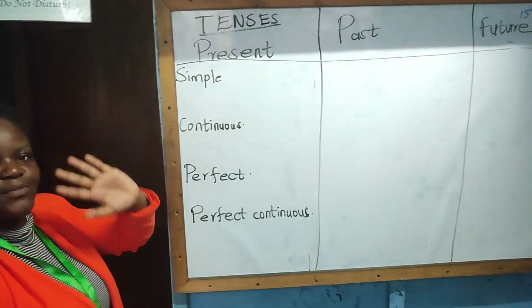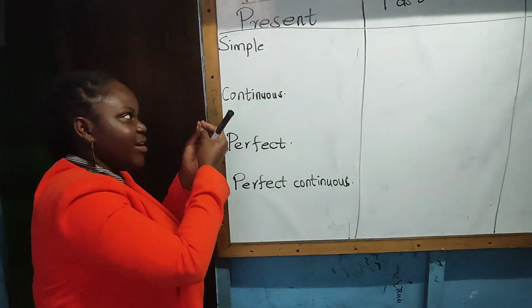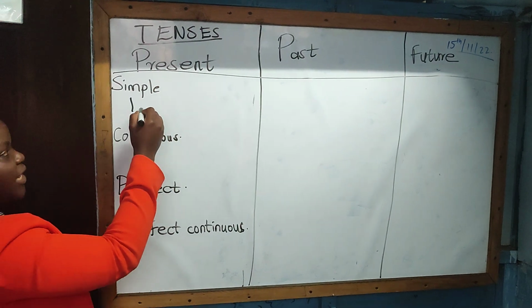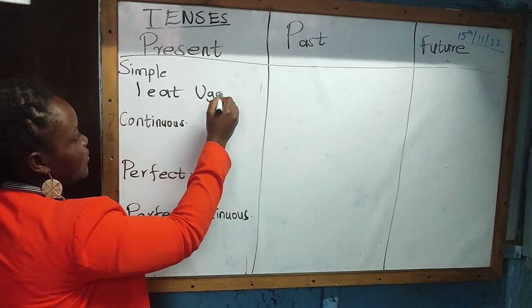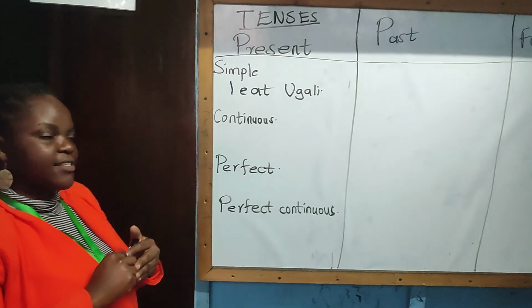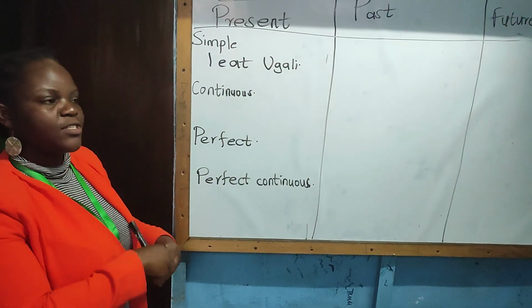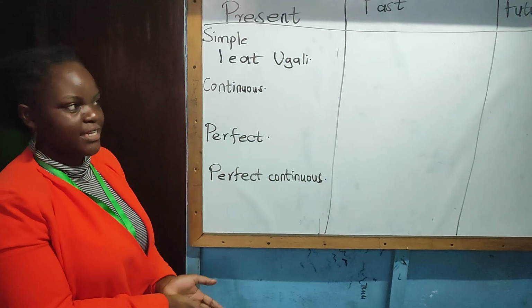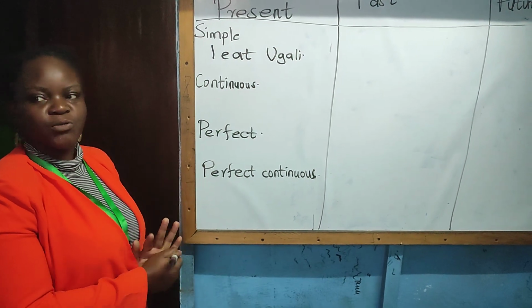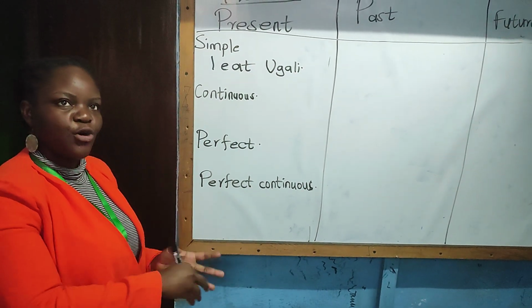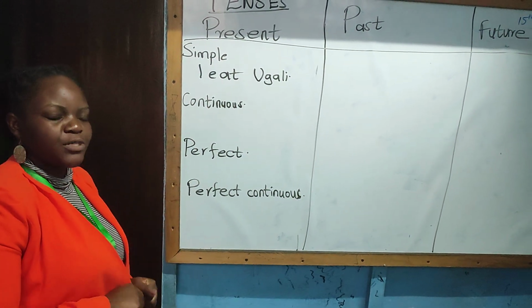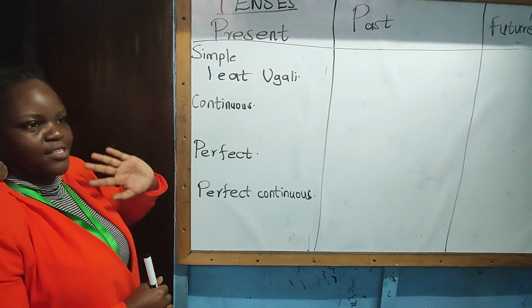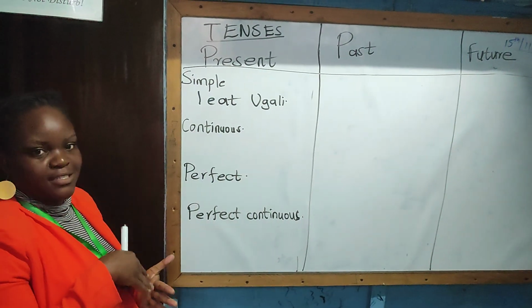So in present simple tense, just like the word suggests, it is simple. For example, we can say, I eat ugali. Present simple tense is used when we talk about things that happen every day, habitual things that you do every day. Also, we use present simple tense when we want to describe truths or facts. Again, we use present simple tense when we want to describe our daily routine. Okay? So, in present simple tense, we just use the verb in present tense.